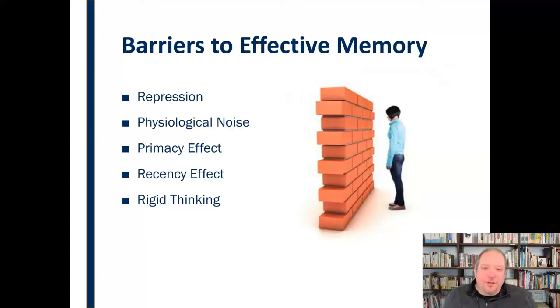If you run into somebody you knew a long time ago, you're probably going to think of them in that same way. We have a hard time updating that. At least without some really conscious thought and effort, we can change those things. But we tend to have this rigid thinking. We tend to stick to our ideas and have a hard time changing or updating those things. So these are all things that can make memory more challenging, can be a barrier to effectively either establishing memory or recalling memories. But there are things that we can do as well to improve our memory.